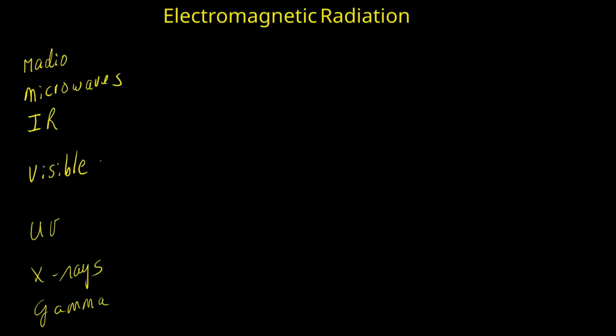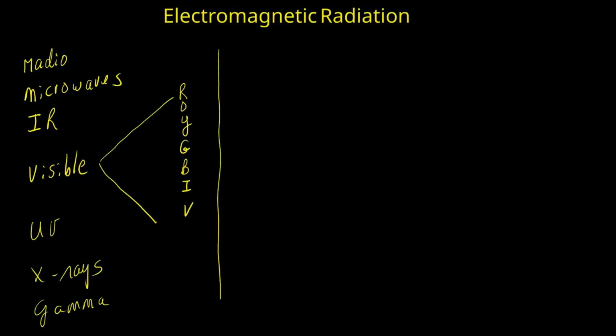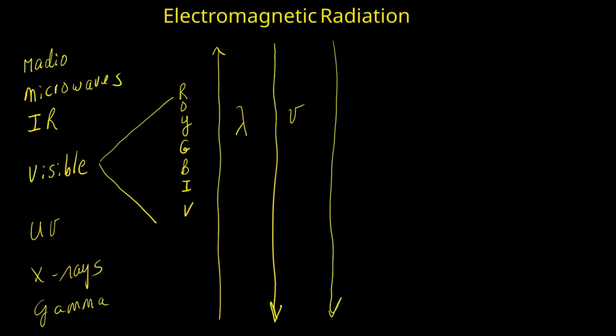Okay, this visible light, let's take it and break it apart into Roy G. Biv. These were arranged with the largest wavelength at the top and the shortest wavelength at the bottom. The frequency will be the inverse of this. So the frequency would increase as I move downward. And energy will also increase as we move downward.